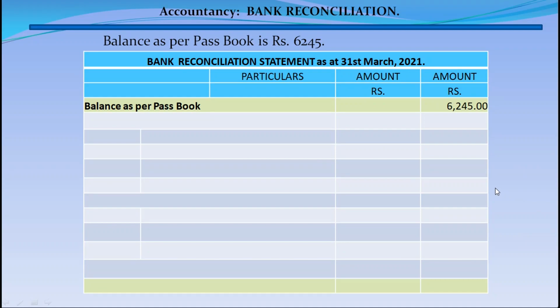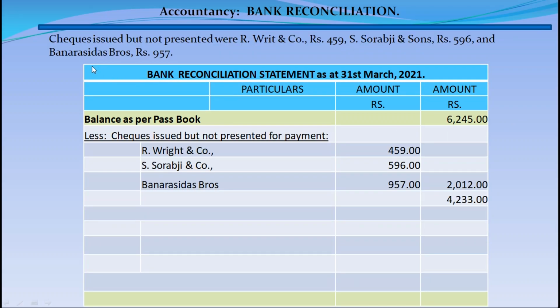Let us prepare the bank reconciliation statement as at 31st March 2021. Balance as per passbook is Rs 6,245. We have to show this in the beginning. Balance as per passbook 6,245. The first difference is checks issued but not presented: R. Rit Company 459, S. Sorabji and Sons 596 and Banaras Brothers 957. These checks were issued but they were not presented by the customers. So we have to deduct this amount from the bank passbook.